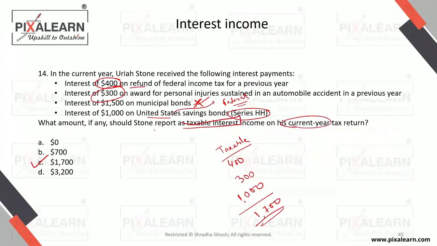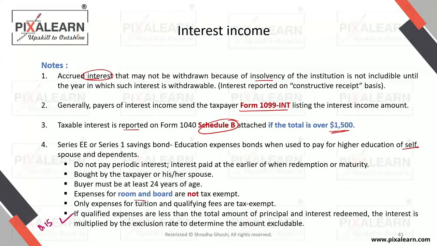Now if you go to the question, remember, if qualified expenses, in my example, $4,000, then the total amount of principal and interest redeemed, in my example, 7, then the interest, in my example, 2, is multiplied by the exclusion rate. What is the exclusion rate? A proportionate figure to determine the amount which is excludable. So in my example, I took out the exclusion rate. Out of 7, what is the excluded amount? Then out of 4,000, how much is the excluded amount? And I use this to calculate the amount that will be exempt from my series bonds this year.